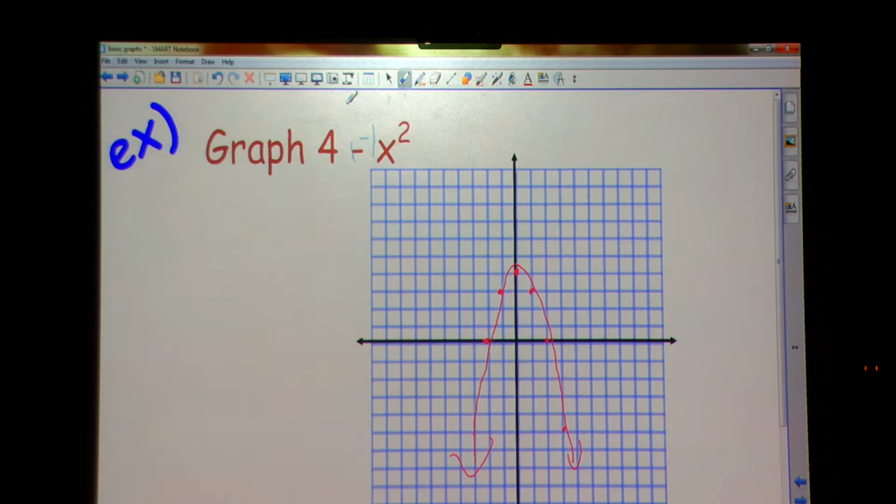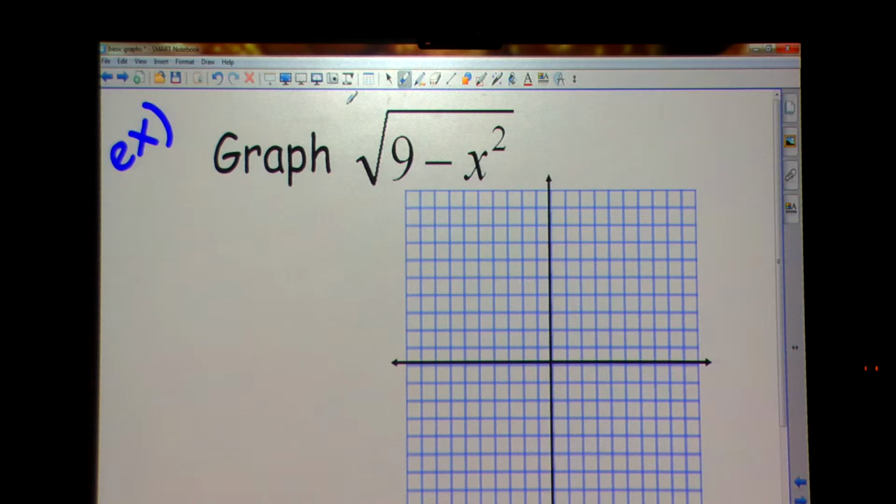So if you know your basic, we call them grandparent functions, or parent functions, depending on what book you ask. Parent functions that you know: x squared is a parabola, you know absolute value is a V, you know cubic is that squiggly. If you know your parent functions, it's just a matter of reflecting them, shifting them, stretching them.